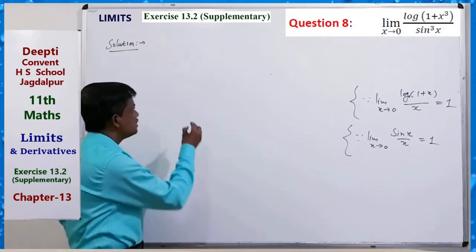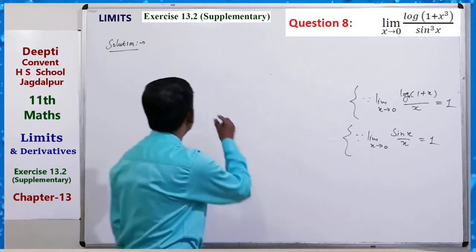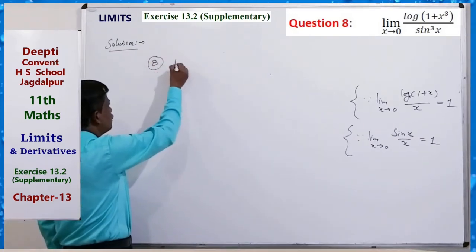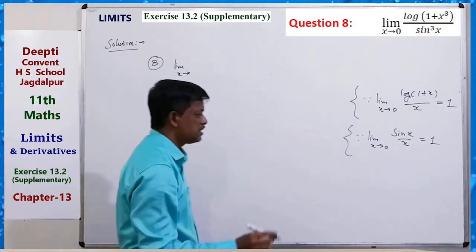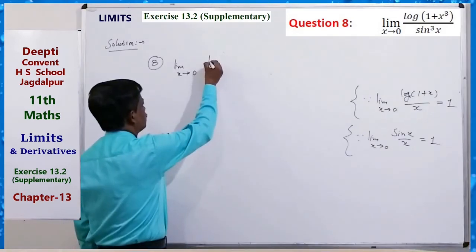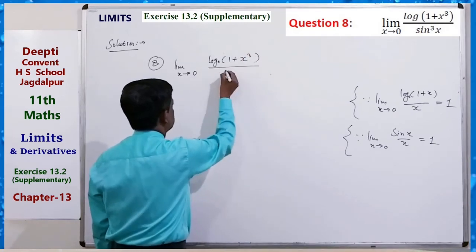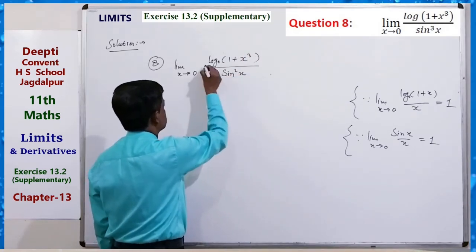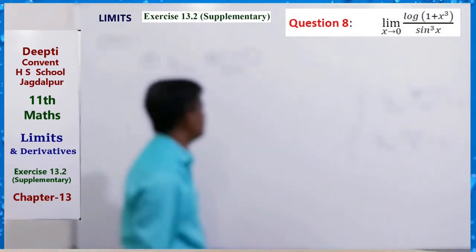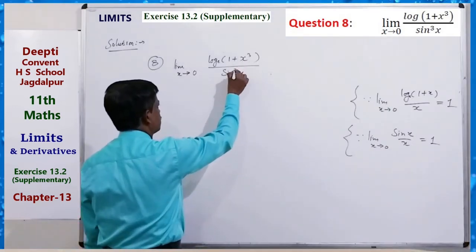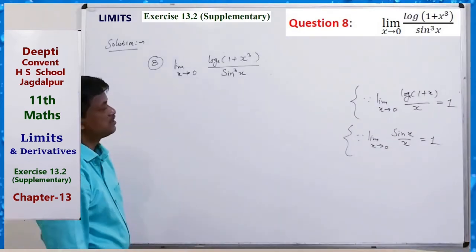So here the question, just question 8: limit x tending to 0 of log of (1 plus x cube) upon sine cube x, sorry, sine cube x. Clear? Just we have to find this limit.